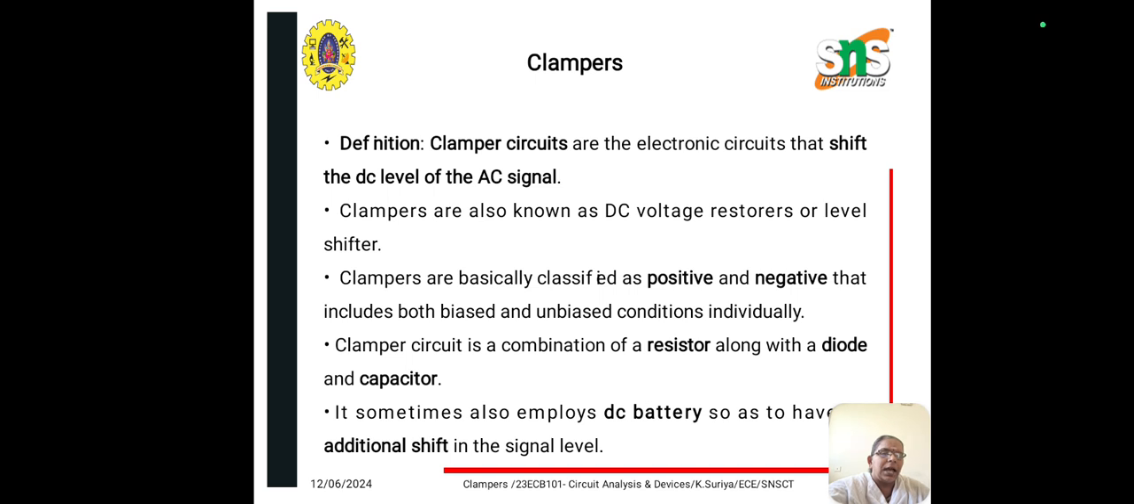It basically adds DC component to the applied input signal in order to push the signal to either the positive or negative side. Clamper circuit is a combination of resistor along with the diode and capacitor. It sometimes also employs DC battery so as to have an additional shift in the signal level.